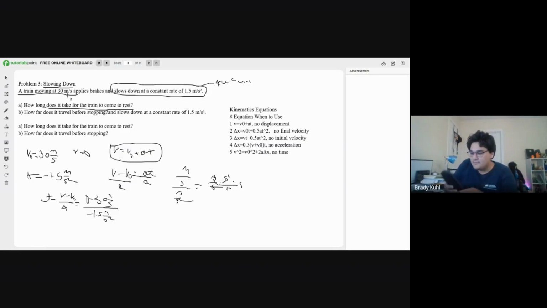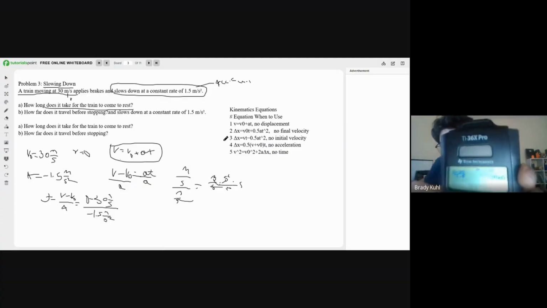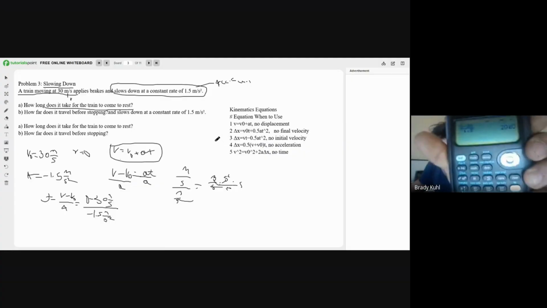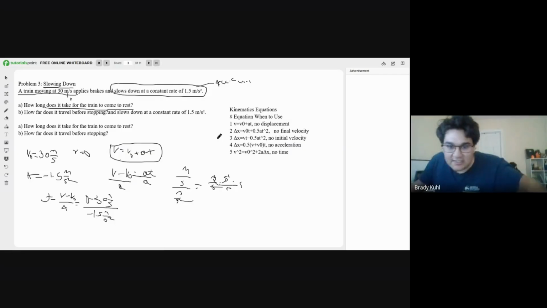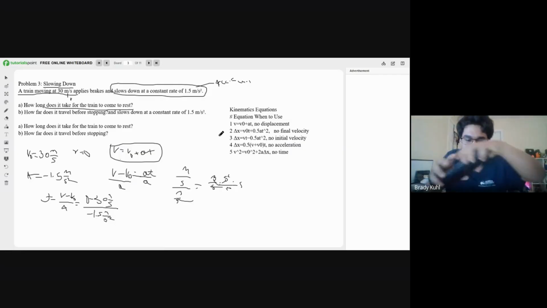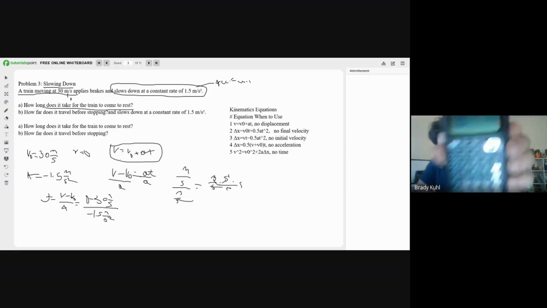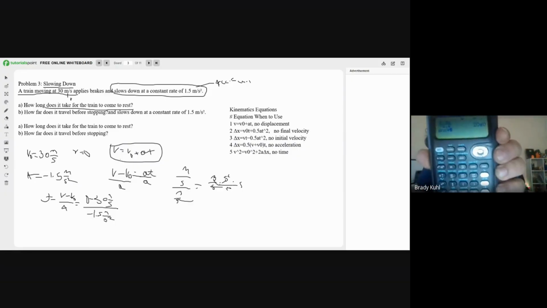So we have 0 minus 30. Okay. 0 minus 30 divided by negative 1.5. And the time it will take will be 20 seconds.